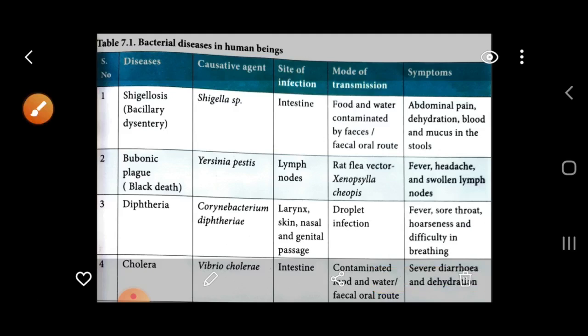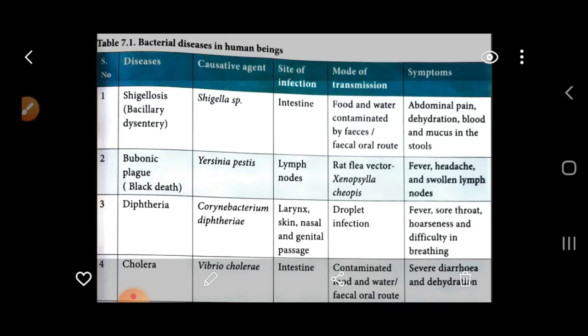Then the next disease is called bubonic plague or black death. The causative agent is Yersinia pestis. The site of infection is the lymph nodes. The mode of transmission is the rat flea vector, called Xenopsylla cheopis. The symptoms are fever, headache and swollen lymph nodes. As it affects the lymph nodes, they will be swollen.